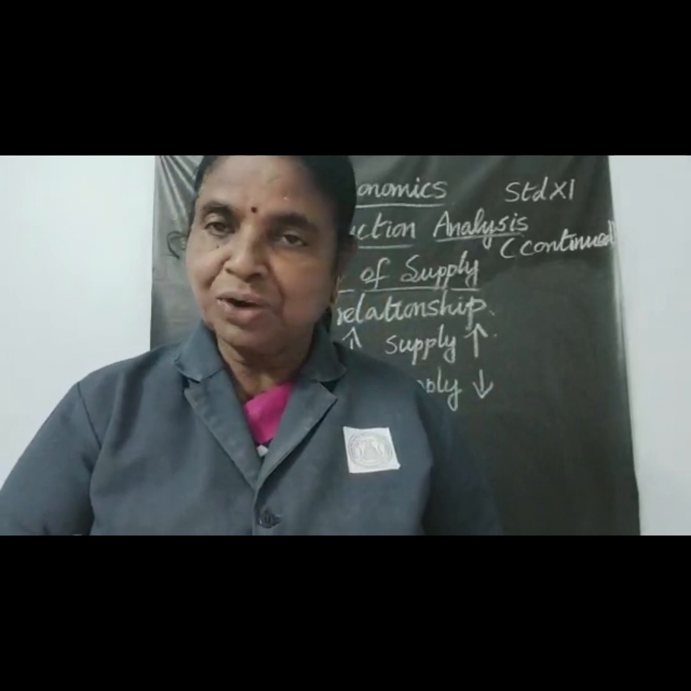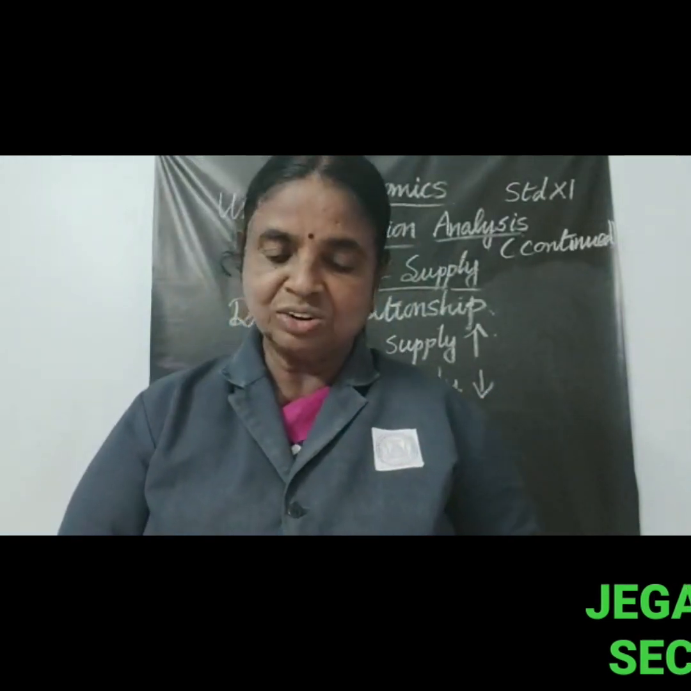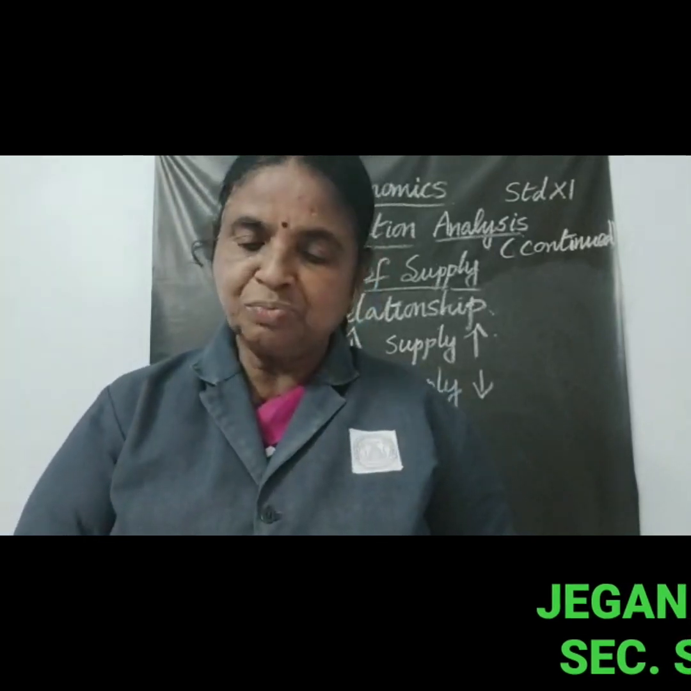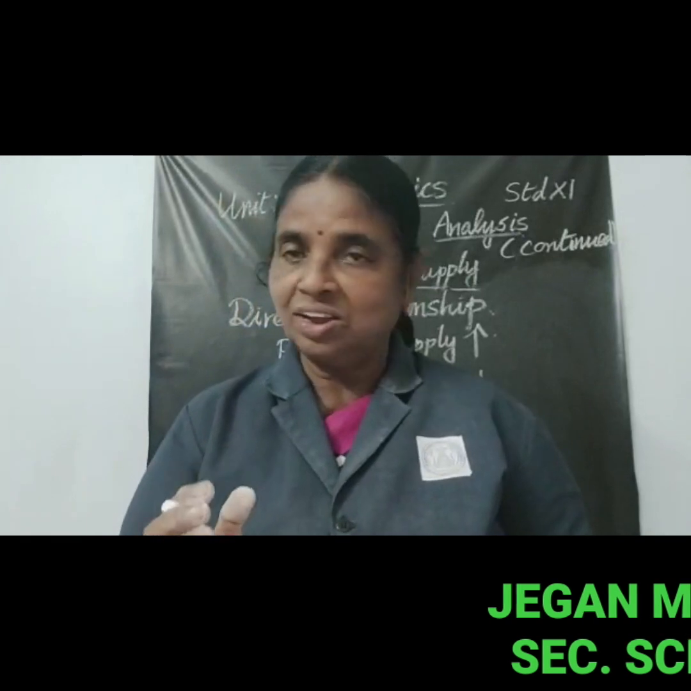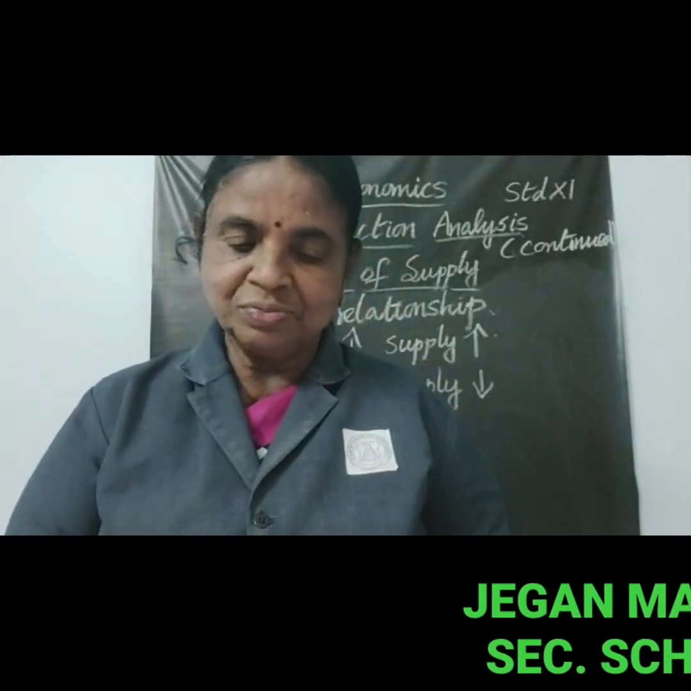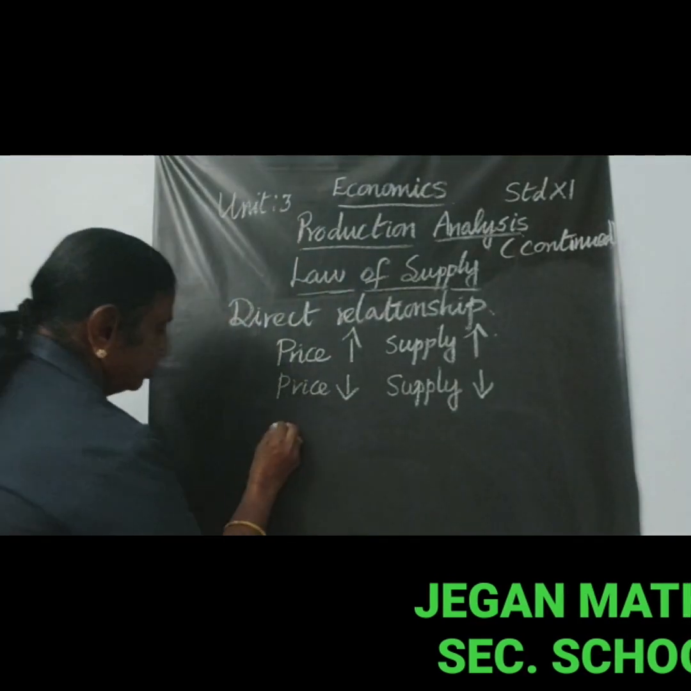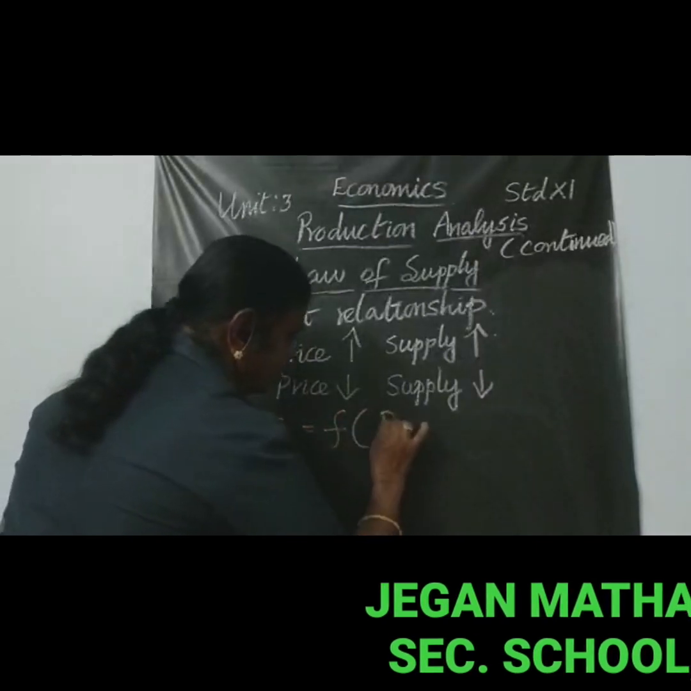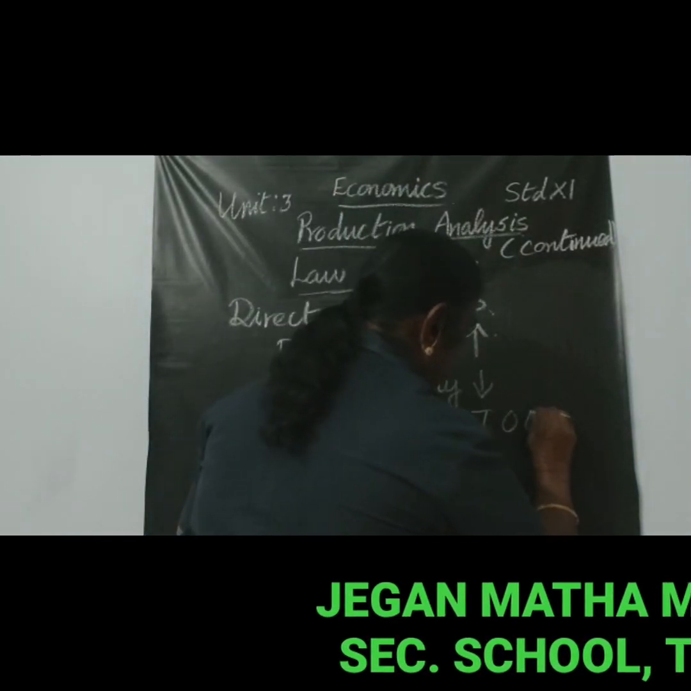The supply of a commodity depends on factors such as price of commodity, price of labor, price of capital, the state of technology, number of firms, prices of related goods, and future price expectations, and so on. Mathematically, quantity supplied is equal to a function of Px, Pr, Pf, T, O, and E.